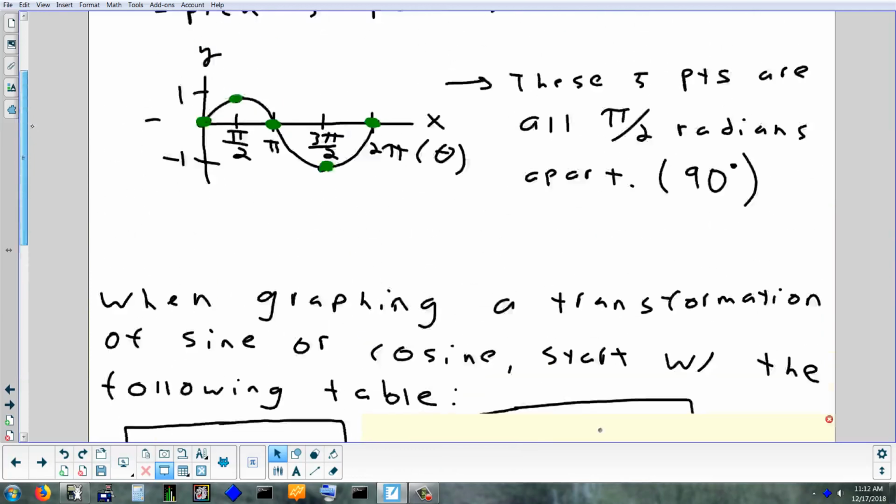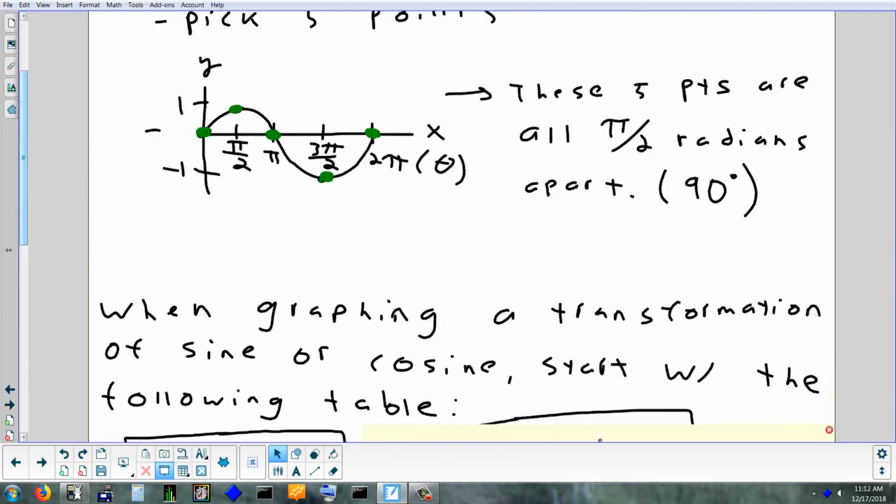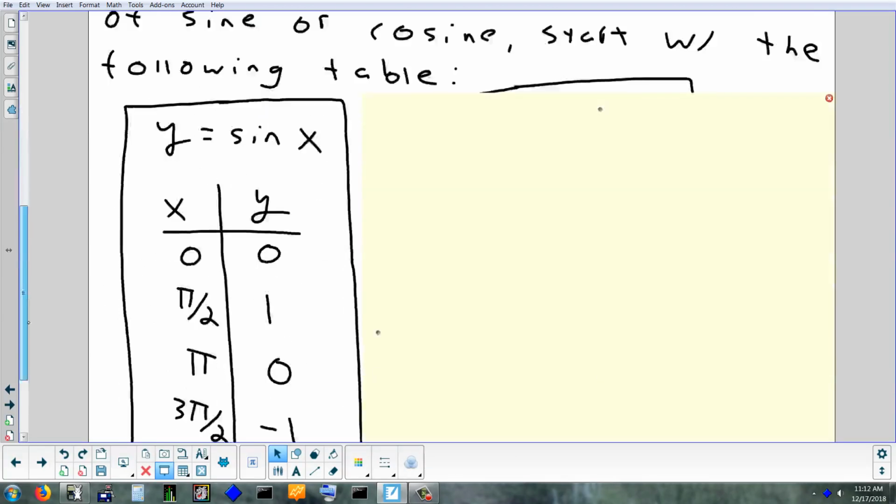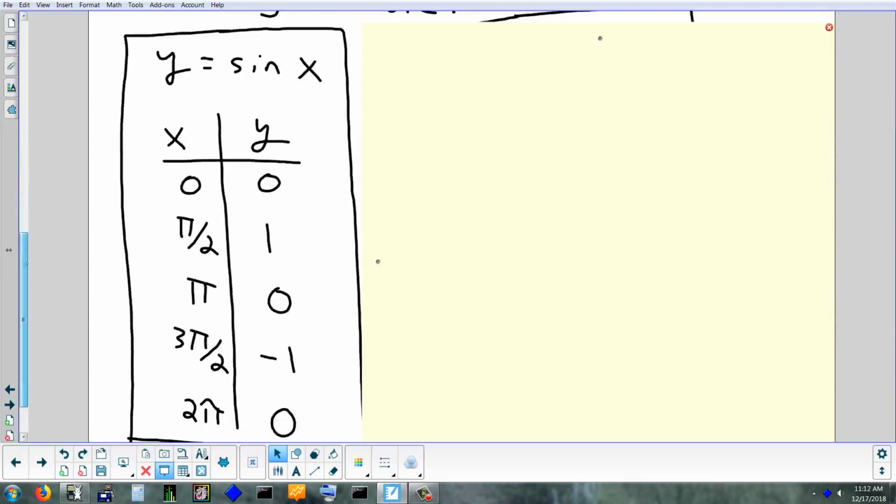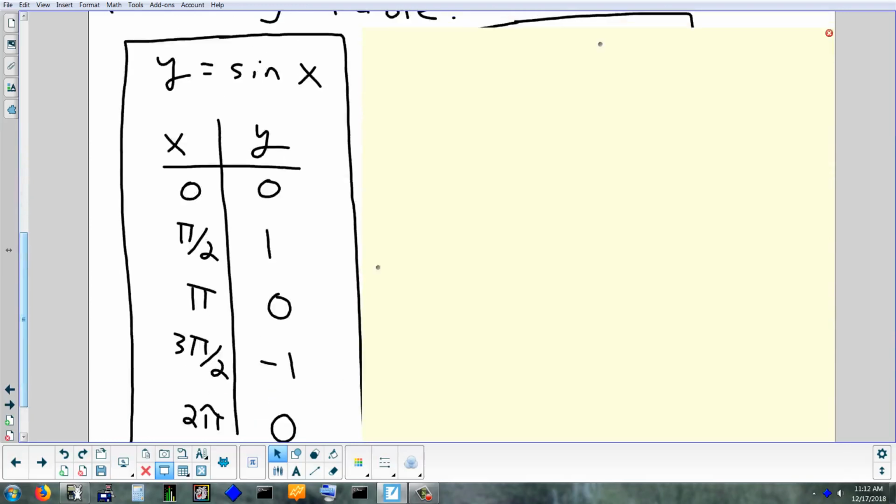The first table are those 5 green dots. 0, 0, pi over 2, 1, pi, 0, 3 pi over 2, negative 1, 2 pi, 0. It's those 5 dots. And those are the 5 coordinates for the first cycle of sine. Well, first positive cycle, because it goes on forever. So how do you say which cycle is the first one? Well, first positive cycle.